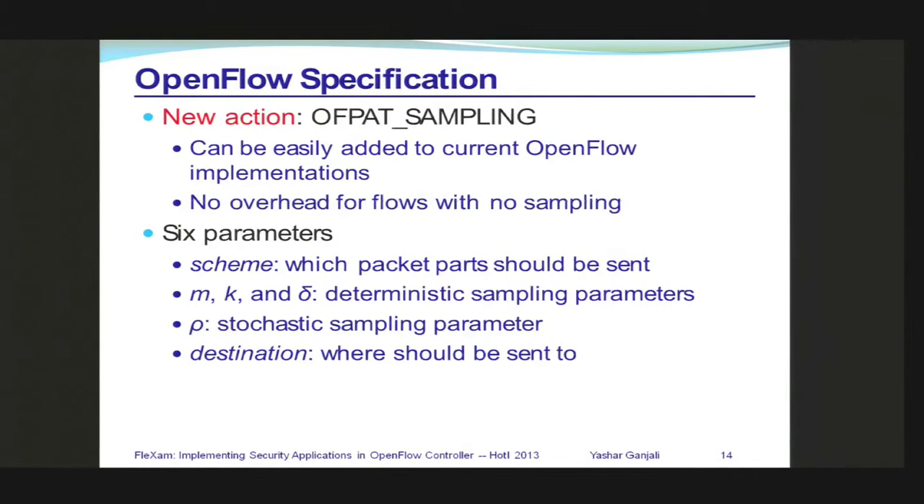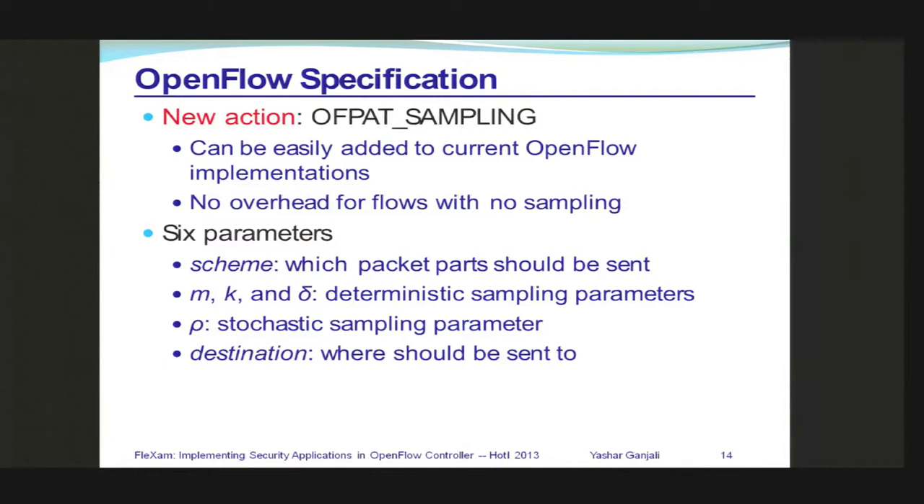So how do we add this to the existing OpenFlow specification? We define OF path sampling as a new action, and it's easy to add it to the existing OpenFlow implementations and specifications. If a specific flow doesn't have this action, there is no overhead for adding this action. And the parameters are in line with what I just mentioned in the previous slide.